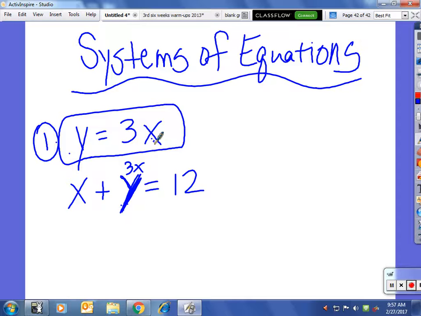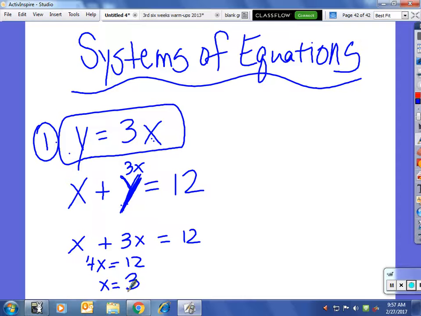Right, Mia? So instead of x plus y equals 12, what's it going to say now? X plus 3x equals 12. Now I have an equation that I can actually solve because it only has one letter in it. If x plus 3x equals 12, then that would be 4x equals 12. And what does x equal? 3. And I'm still not done.